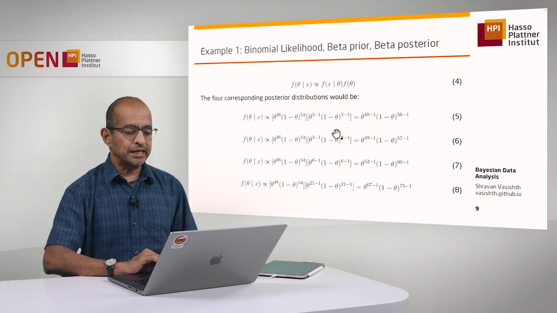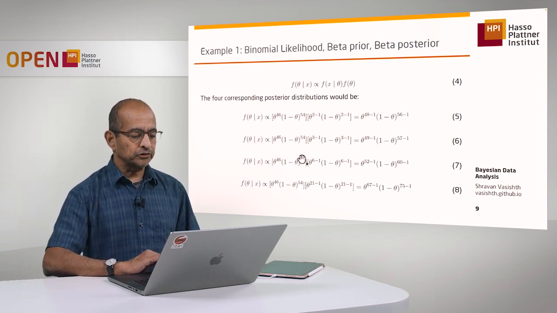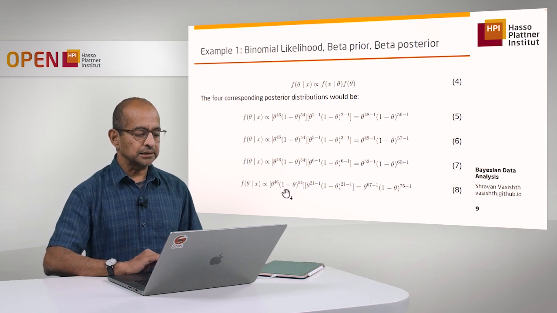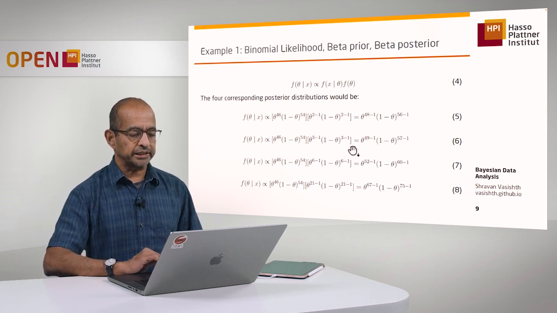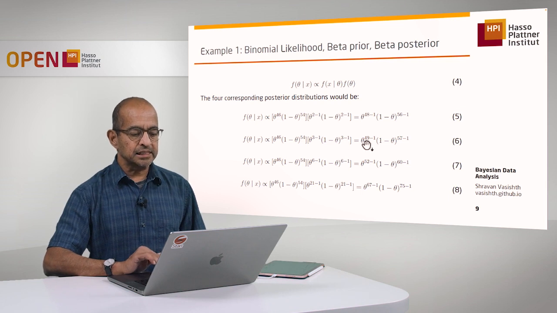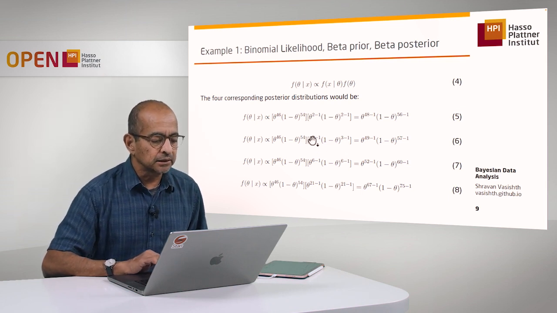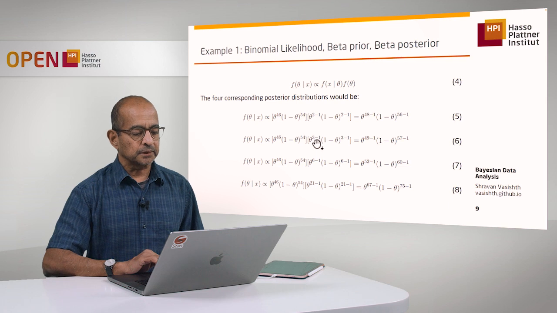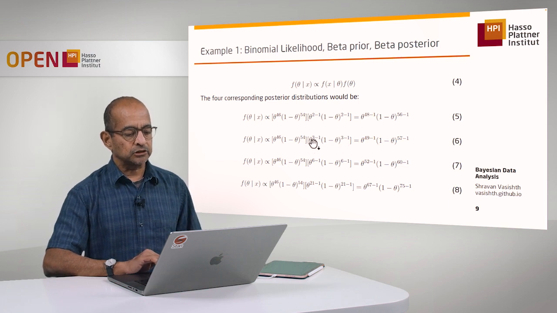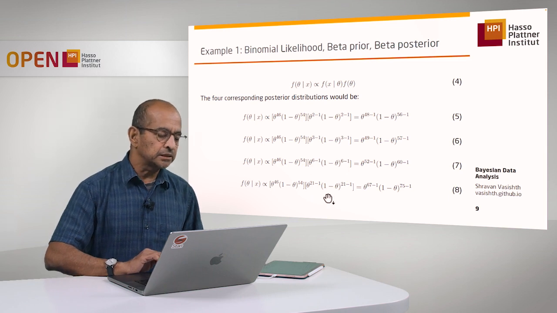And then I'm doing the same thing now for different priors. The likelihood remains unchanged in all the 4 cases. What changes is this term here. I'm changing the prior specification, right? So the A and B values are 3 here, A and B is 6 here, A and B is 21 here.